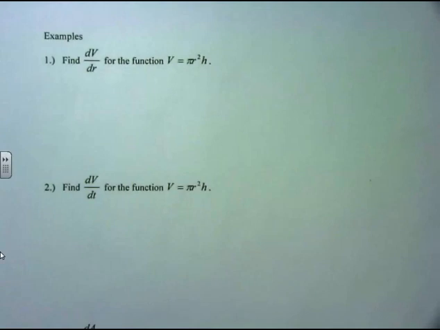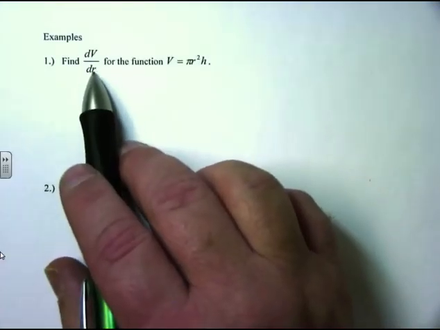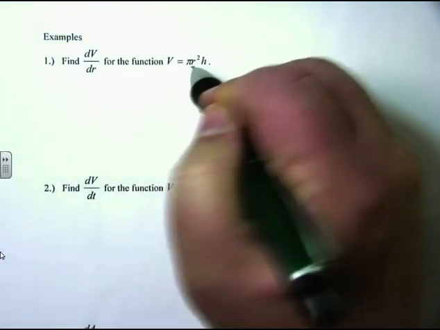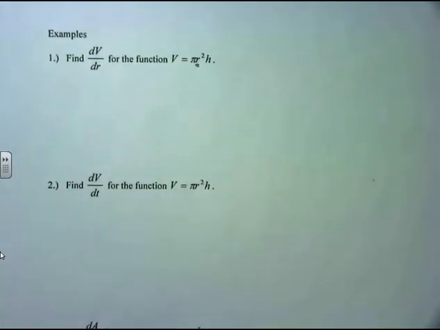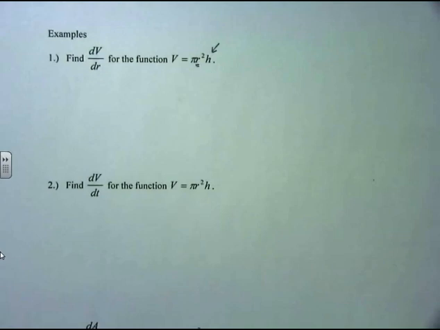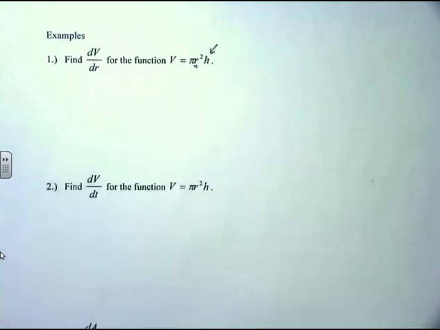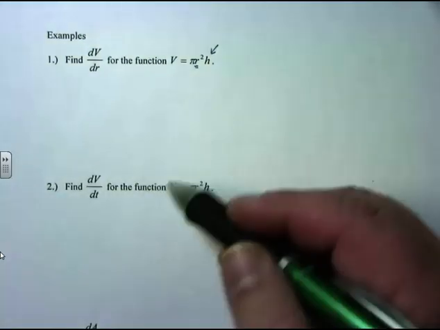All right. Find dv dr for the function v equals pi r squared h. Now, we're taking the derivative with respect to r, but you'll notice here r is one of my variables. But hey, we also have a different variable, h. So remember, every time you take a derivative of a variable, in this example, you're going to do d variable dr. So this is the way to kind of connect all these things together.